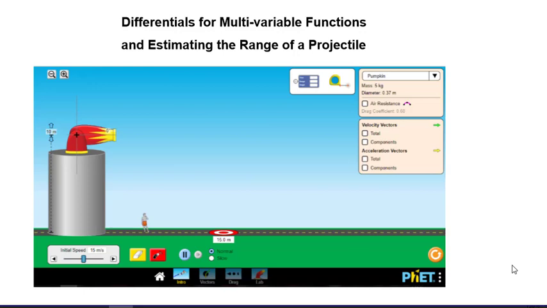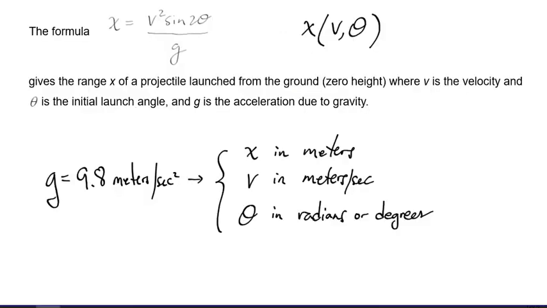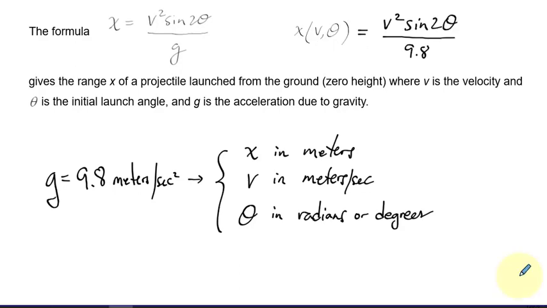In this video, we'll look at differentials for multivariable functions and estimating the range of a projectile. We're going to study the formula x equals v squared sine 2 theta over g. This formula gives the range x of a projectile launched from the ground, that is at zero height, where v is the velocity and theta is the initial launch angle and g is the acceleration due to gravity.